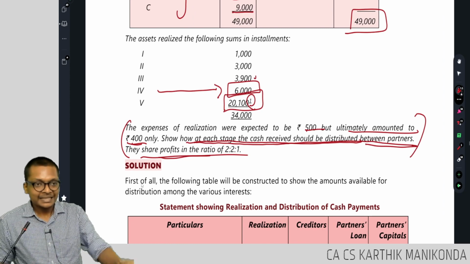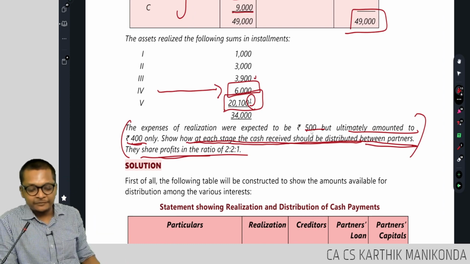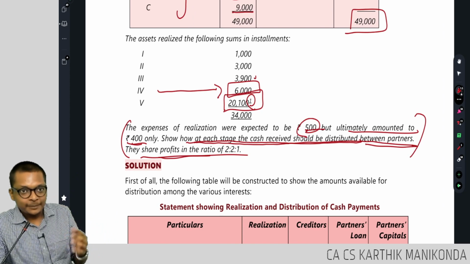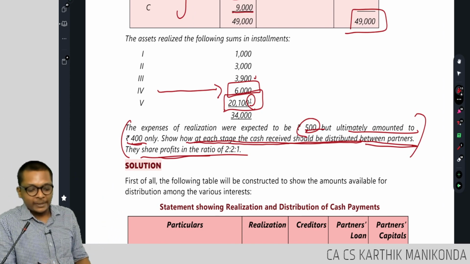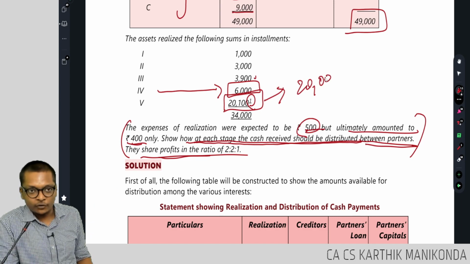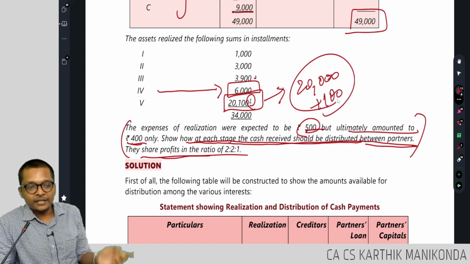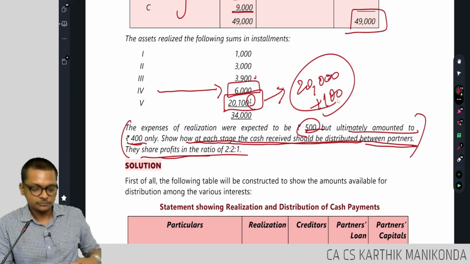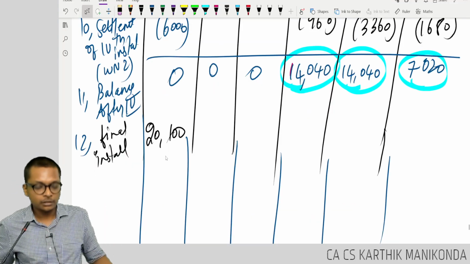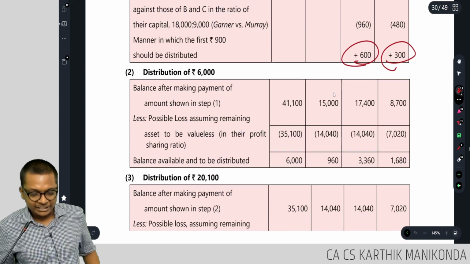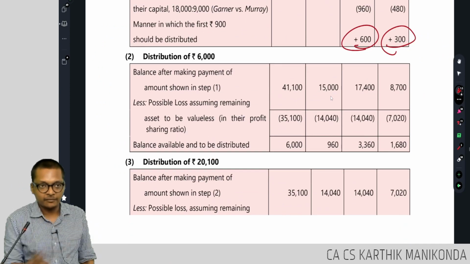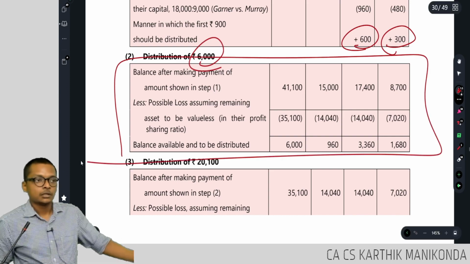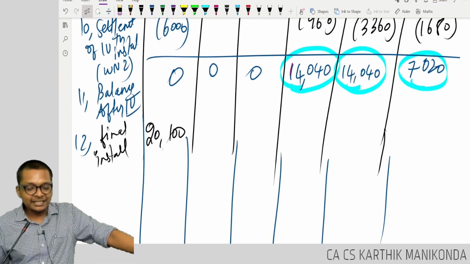What he is saying, initially I thought my expense will be 500, but it was only 400. That means I got back that 100. So my actual realization is 20,000 for assets plus 100 for expense. No problem. This money also what I will do? Give the partners. So I will write here 20,100. That is how we will share the last one. Look at the previous distribution of 6,000. Same steps. Okay. Now try this last step, guys.